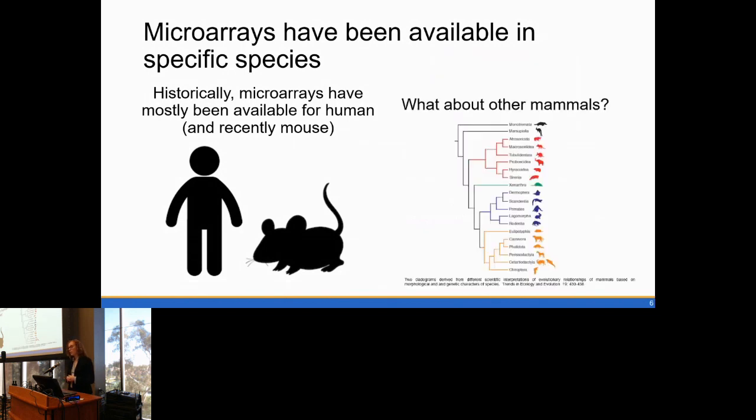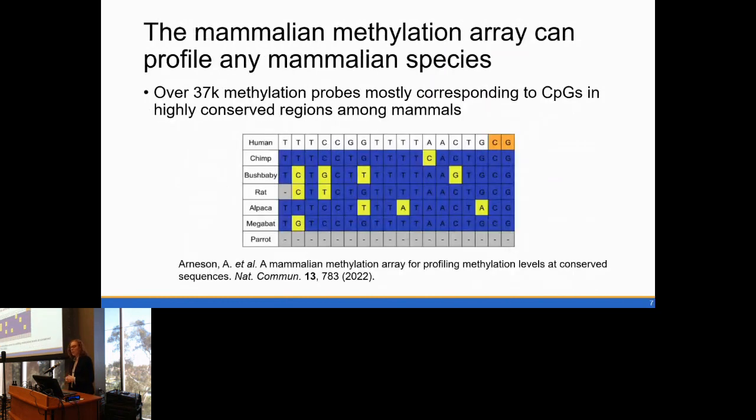So, with the utility of cross-species analysis, this begs the question, can we use microarrays to profile methylation in other mammals? With the development of the mammalian methylation array, we can. This array allows profiling of any mammalian species in a common set of over 37,000 methylation probes selected from highly conserved loci among mammals. Selecting from these conserved regions of the genome increases the probability that insights gained in one species can transfer to another.